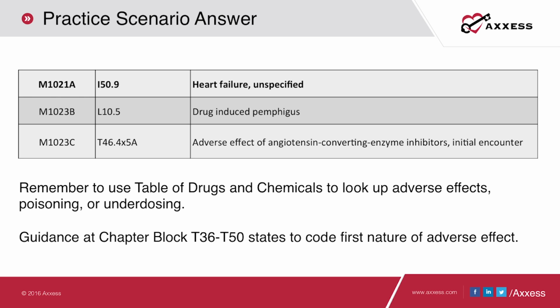And that code is T46.4X5A. Now, when you look at the chapter block T36 to T50, it tells you to code first the nature of the adverse effect, and that's why the drug-induced pemphigus goes before the adverse effect.